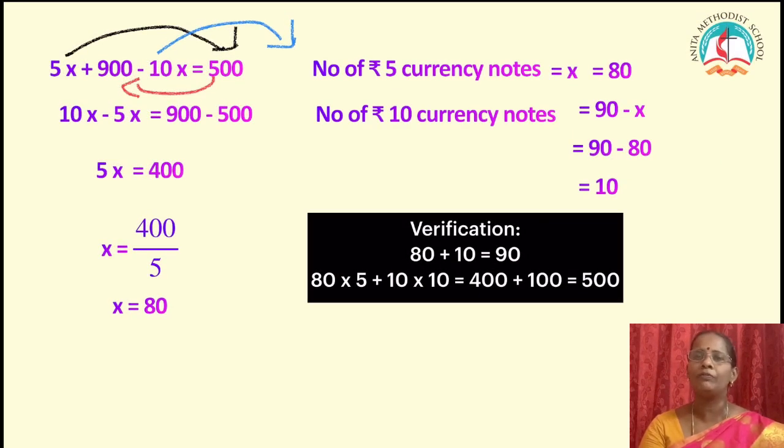And here, how many 5 rupee notes? x is equal to 80, and 90 minus x is what? The number of 10 rupee notes. So 90 minus 80 is equal to 10. If you want, you can verify, children. 10 plus 80 is equal to what? 90. There are 90 currency notes. And see the amount: 80 into 5, because I have 80 5-rupee notes. So 8 fives are 40, that is 400 rupees. And 10 rupee notes, how many do I have? 10. So 10 tens are 100. So 400 plus 100 is equal to 500.